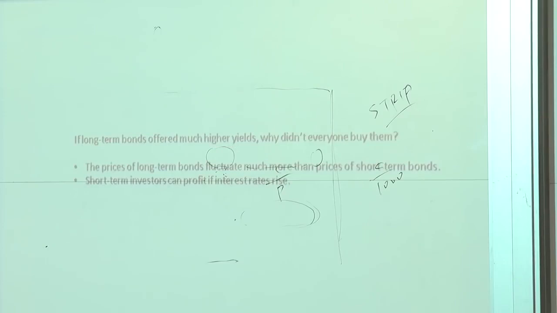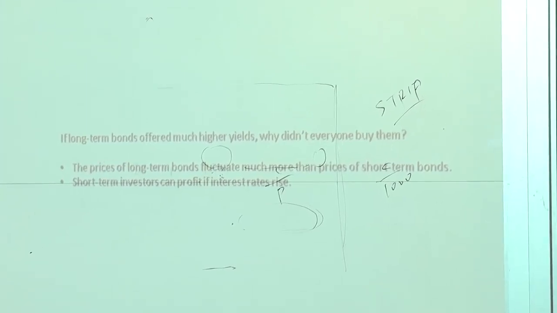If long-term bonds offer much higher yields, why didn't everyone buy them? This is from the textbook. The first reason is that long-term bonds' prices are more sensitive to interest rate risk, so we require extra return on that. And the short-term investor can profit if interest rates rise. That means if we have short-term investments, when they mature, and if there are higher returns available, we can buy a bond with a higher return. But with a long-term bond, we can only hold it for 30 years, and we cannot adjust our return throughout our holding period, right?